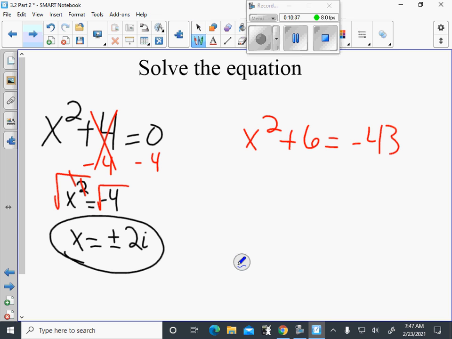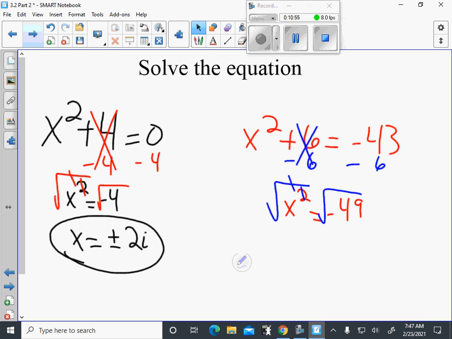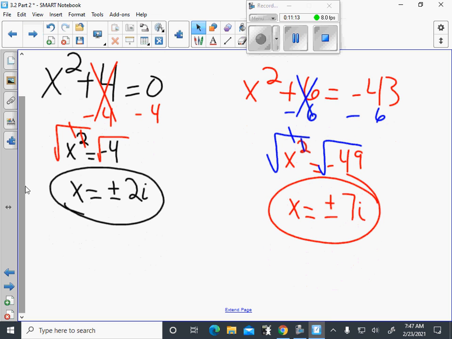Let's try it on this one. I'm going to take 6 away. We're left with x squared equals negative 49. Okay, take the square root. It crosses out the square. We're left with x is equal to, what's the square root of negative 49? Well, it's positive or negative 7i, because we're solving for x. Positive or negative, square root of 49 is 7. Square root of negative 49 is 7i.